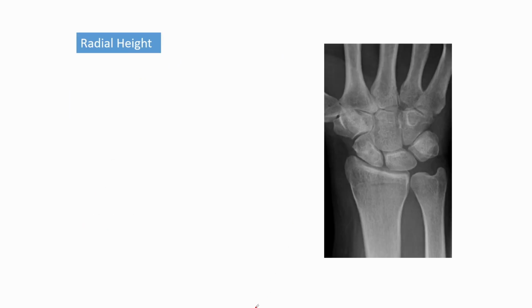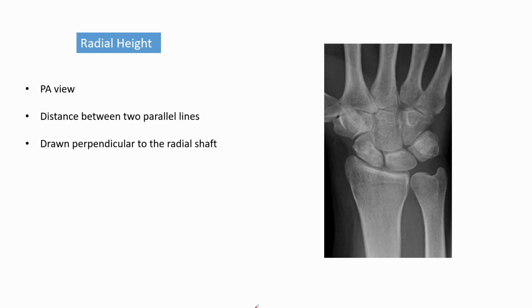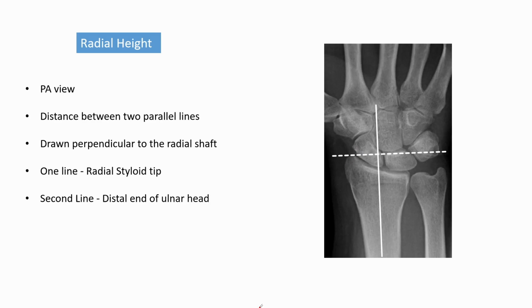Coming to the radial height. Radial height is seen in the PA view, and it is the distance between two parallel lines drawn perpendicular to the radial shaft. So first we draw a line along the radial shaft and then drop a perpendicular to it from the radial styloid tip. The second line is a perpendicular to this line from the distal end of the ulnar head. And the distance between these two lines is the radial height.